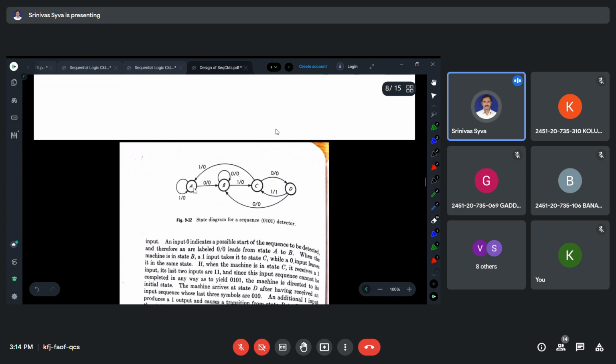States are indicated by the alphabets A, B, C, D, like this. So in the state A, the machine is initially in the state A. Now we have received bit 0, for example. We have received the bit 0.